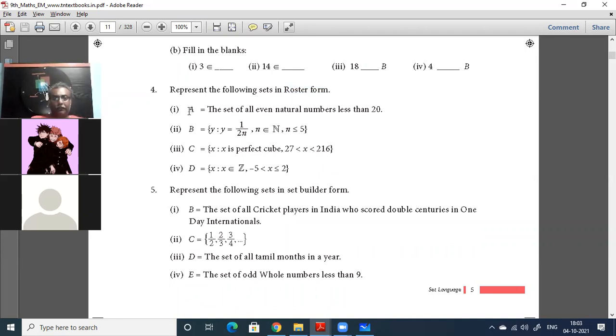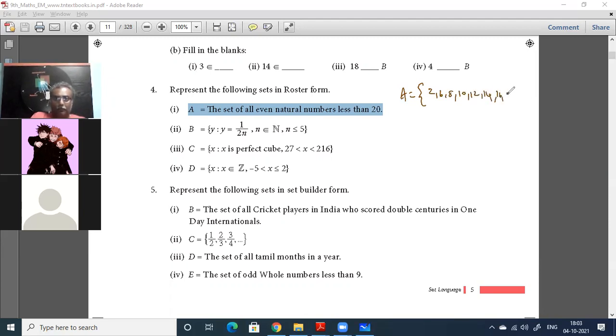Can somebody tell the first one? 2, 4, 5. Wait, I'll write. As you tell, I will write. 4, 6, 8, 10, 12, 14, 16, 18, uncle. Very good. Set of all even natural numbers less than 20. Very good. That is roster form. Okay. Now B also, let us try B.